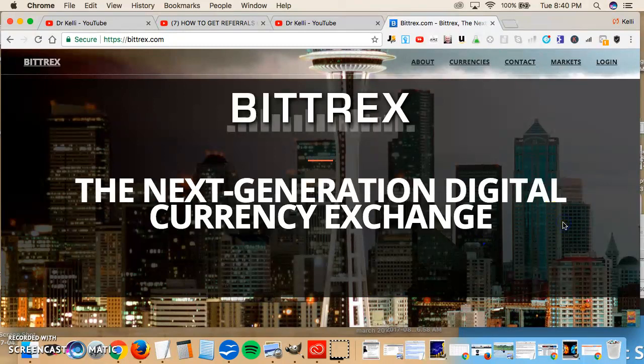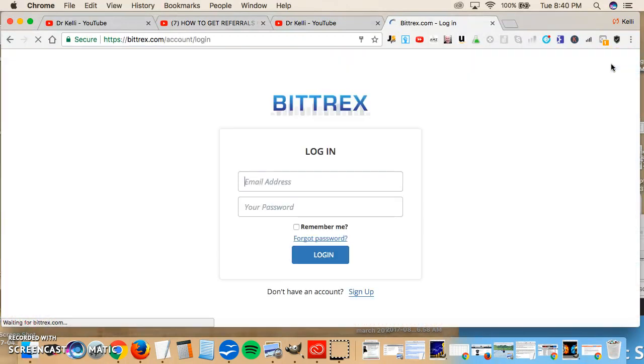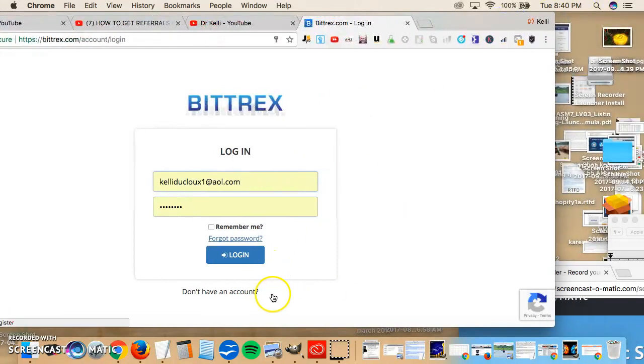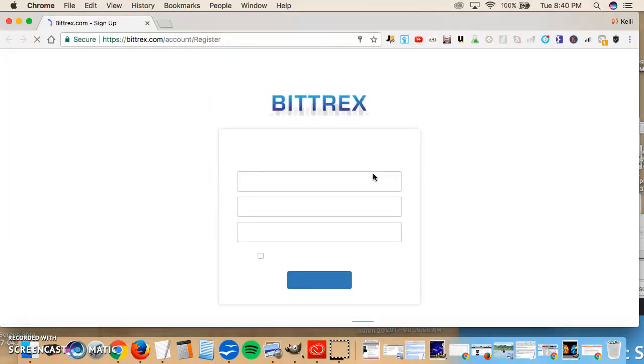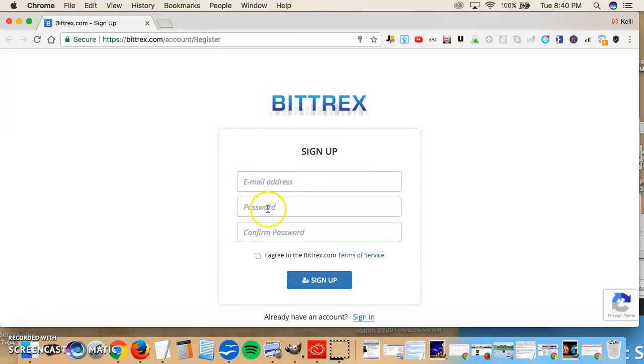This one is the one that I use most frequently. So we're going to go ahead and log in. Initially, when you first do it, you're going to sign up. So you're going to click here for sign up. You're going to fill out your email address, password, and do a confirmation of the password. You're going to agree, and then you're going to sign up. So that is a quick tutorial on doing your Bittrex.